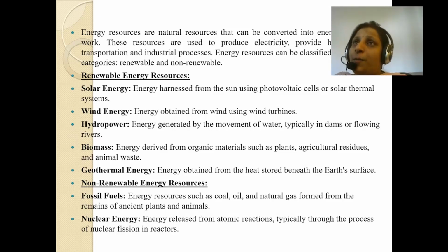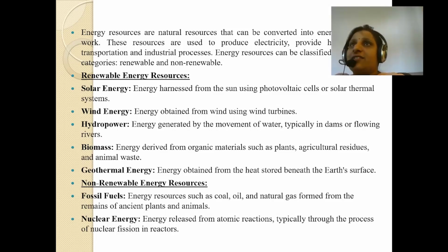Wind energy, energy obtained from wind using wind turbines. Hydropower, energy generated by the movement of water, typically in dams or flowing rivers. Biomass, that is energy derived from organic materials such as plants, agricultural residues, and animal waste. Geothermal energy, that is the energy obtained from the heat stored beneath the earth's surface. Clear, students? We have these five renewable energy sources, which can be renewed.